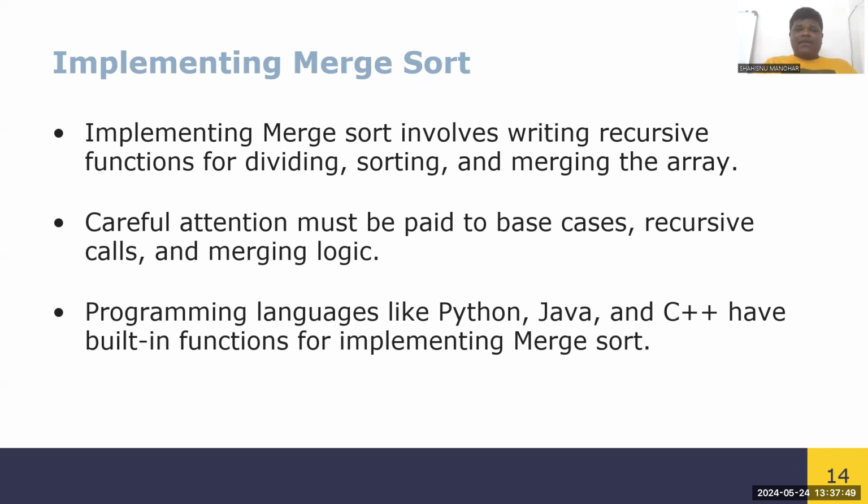Implementing merge sort. Implementing merge sort involves writing recursive functions for dividing, sorting, and merging the array. Careful attention must be paid to base cases, recursive calls, and merging logic. Programming languages like Python, Java, and C++ have built-in functions for implementing merge sort.